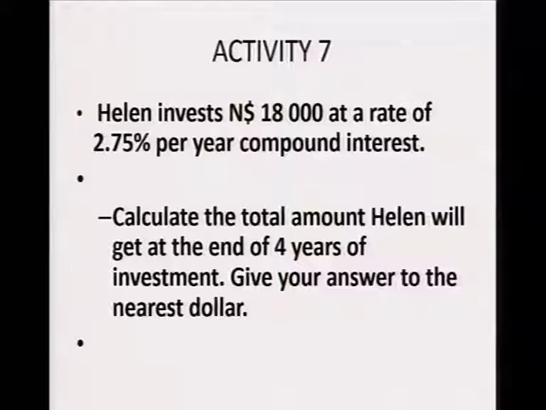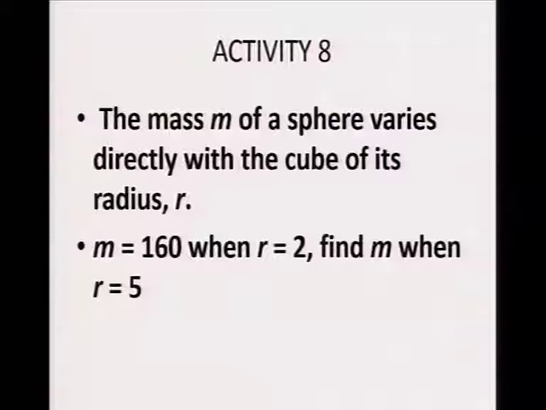Then this one again, the issue of calculating interest. You must know how to calculate interest. Helen invests 18,000 at a rate of 2 percent per year compound interest. Calculate the total amount Helen will get at the end of 4 years. Compound interest, principal times interest times rate. Please don't forget about this, and give the answer to the nearest Namibian dollar.